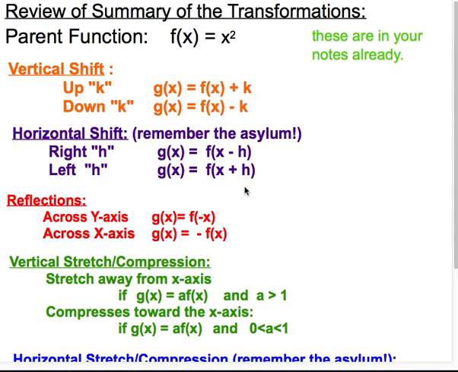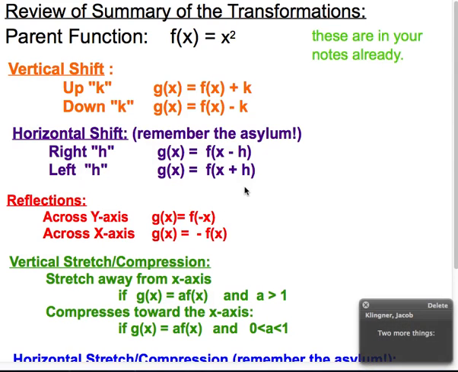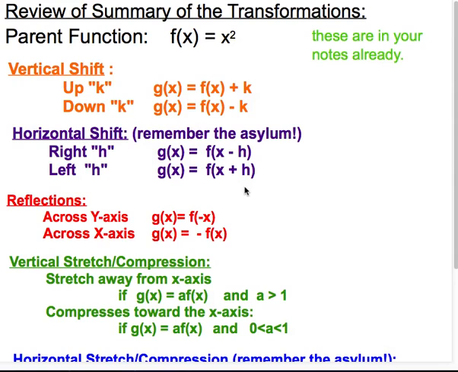For a horizontal shift, again, remember the parentheses. So we're either subtracting h if we're shifting right or adding h if we're shifting left. Reflections across the y-axis, you make the x value the opposite. Think about the fact that x equals 2 is reflected across the y-axis from x equals negative 2. Reflecting across the x-axis, you make the entire function negative.